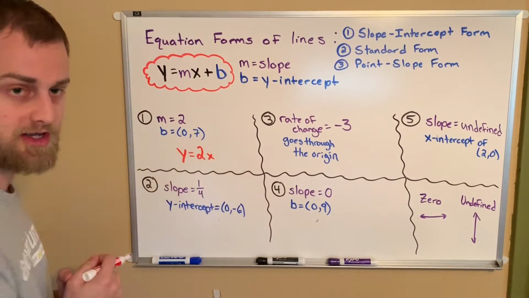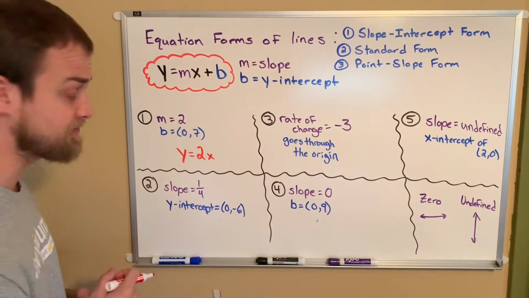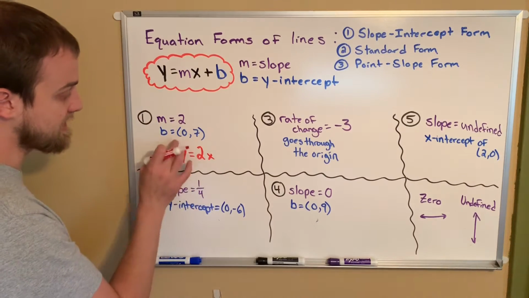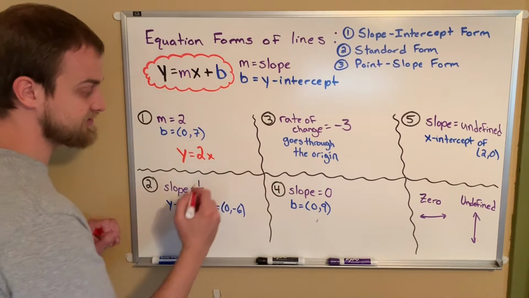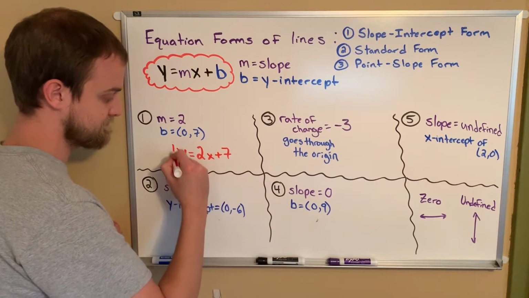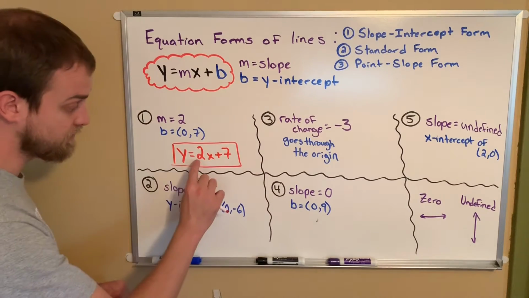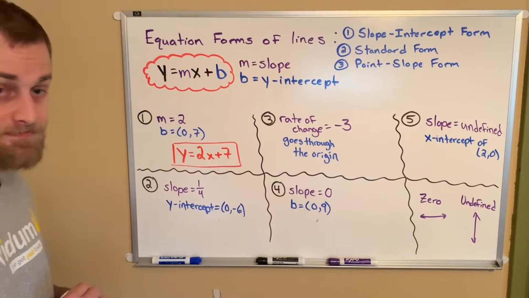Now, before I write plus or minus, I always like to take a look at my y-intercept and see if it's positive or negative so I can write my equation as cleanly as possible. Notice that my y-intercept b is 7, positive 7. So when I go to write that in my final equation, I would write plus 7. That is a slope-intercept form equation with a slope of 2 and a y-intercept of positive 7.